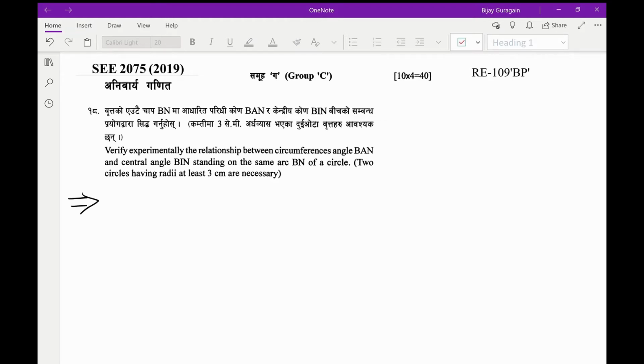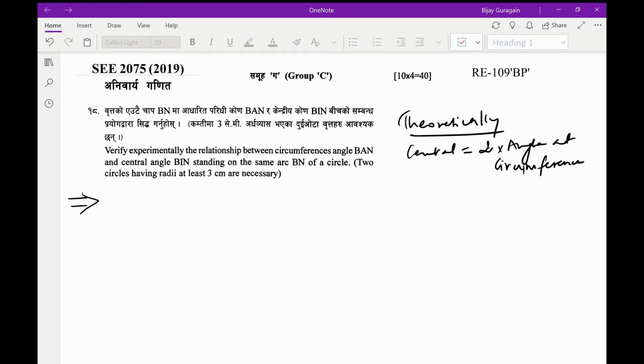So what we have to verify experimentally is the relation between the circumference angle and the central angle standing on the same arc of a circle, right? So we should have at least two circles having a radius of minimum 3 centimeter. Now before that we know theoretically that the central angle equals twice the angle at the circumference.